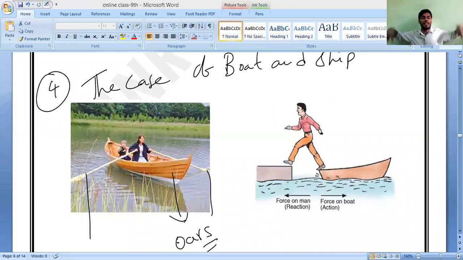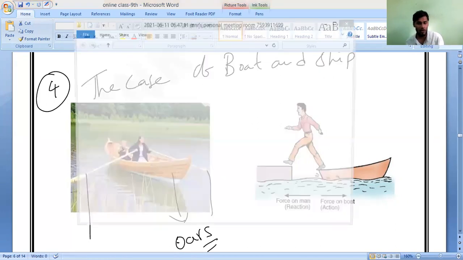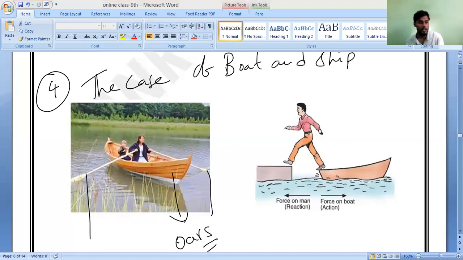So the greater the reaction force exerted by the water, the faster the boat moves forward. So if I push the water very fast, then the boat also will move very fast in the forward direction. Is it yes or no? Yes, sir. Why? Because the greater the force I apply on the water, the greater the force the same water will exert on the boat, so that the boat can move much faster. Is it yes or no? Yes, sir. Yes, that is what you should remember.